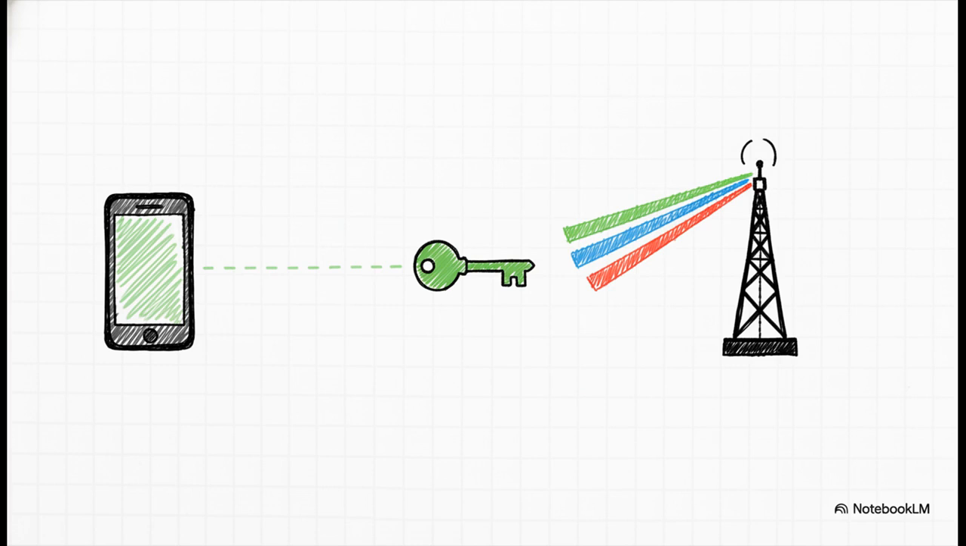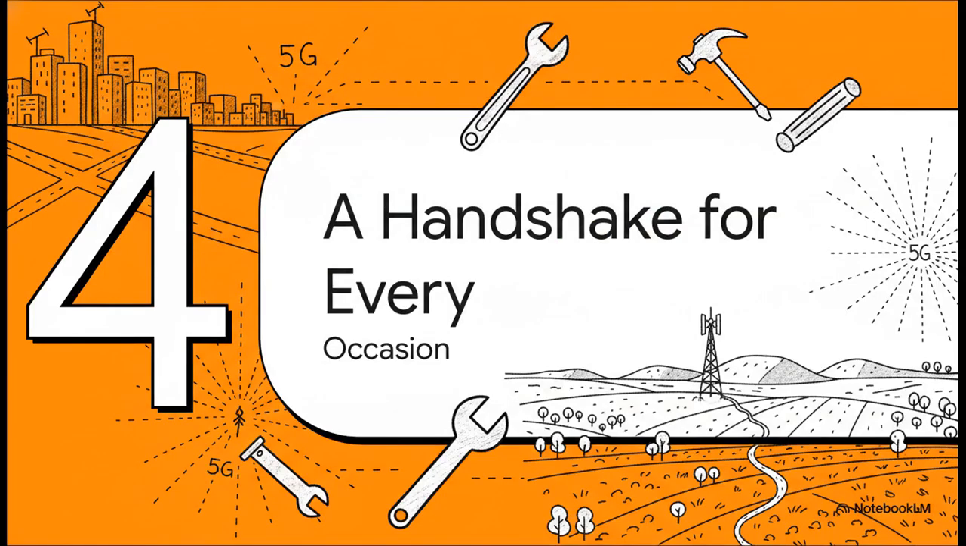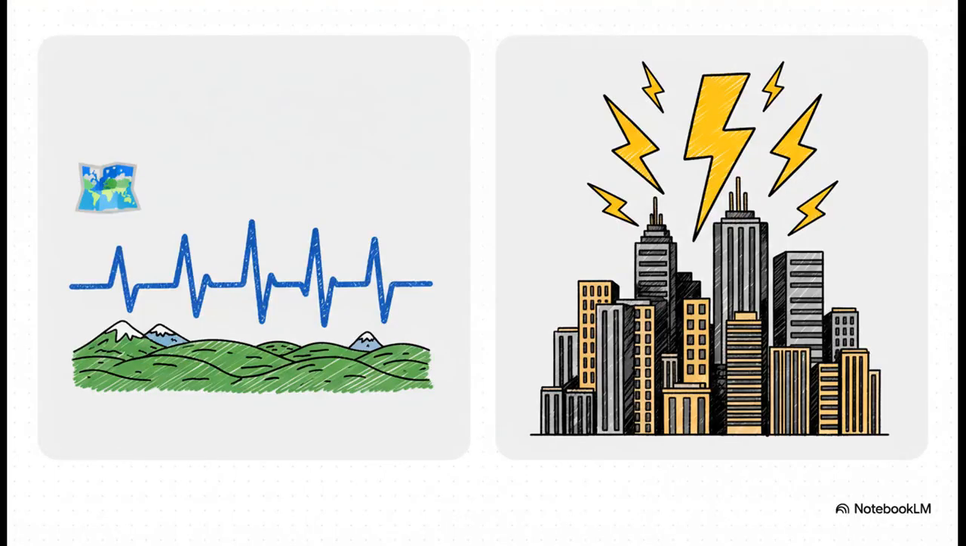It's brilliant. Okay, but 5G has to work everywhere. It's not just for one specific place. It needs to work in a packed city and out in a wide open field. So this handshake can't be a one-size-fits-all kind of deal. It needs different tools for different situations. And to do that, it needs a couple of different tools in its toolkit.